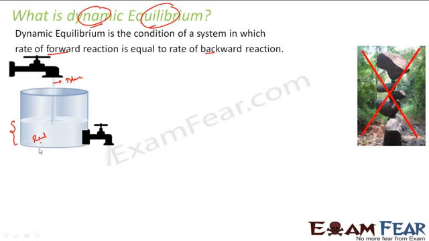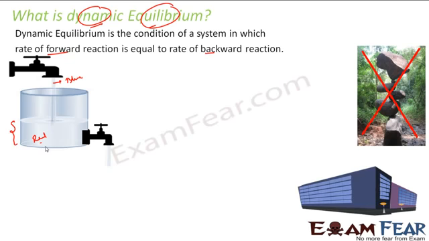But what I'm trying to say is, in this case, if you see, the volume of the water is constant, but it is dynamic. It is equilibrium, it's dynamic. Water is coming in, water is going out, but it is in equilibrium. Example of dynamic equilibrium.